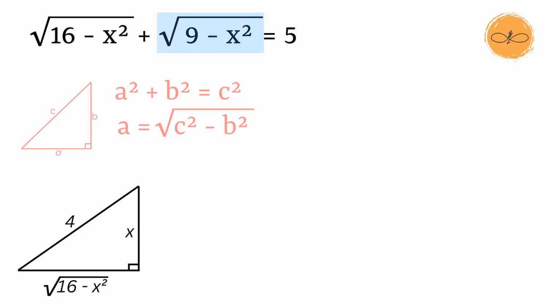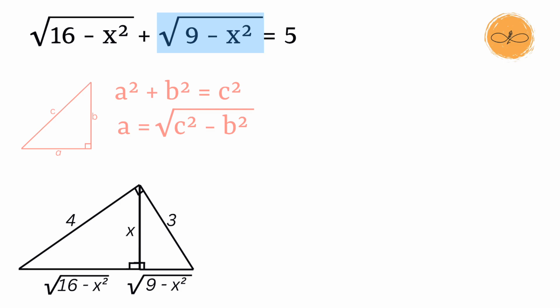Now for the second part we can do the same thing, but this time we don't draw another triangle on the side somewhere, because we have the 5 as their sum, so we put it together. The 3 is the hypotenuse, the square root of 3 squared minus x squared is the base and x is the perpendicular.